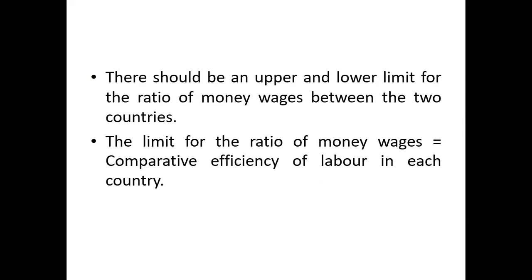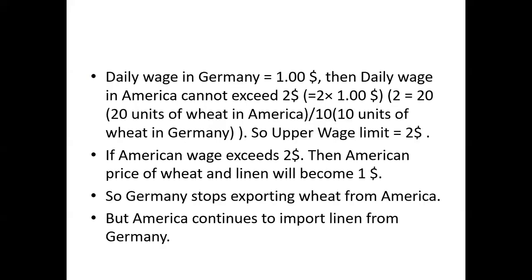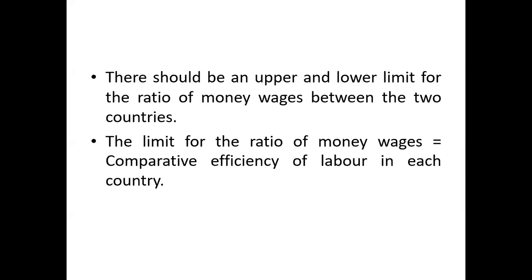But in this analysis, the money wages in the two countries have been arbitrarily chosen. But this is no criticism, because under our assumption, the ratio of money wages between the two countries must be between an upper limit and a lower limit. It is only the choice of one or other ratios within these limits which is arbitrary. These limits are not arbitrarily chosen, but they are fixed by the comparative efficiency of labor in each country. Therefore, the limit for the ratio of money wages is equal to the comparative efficiency of labor in each country.